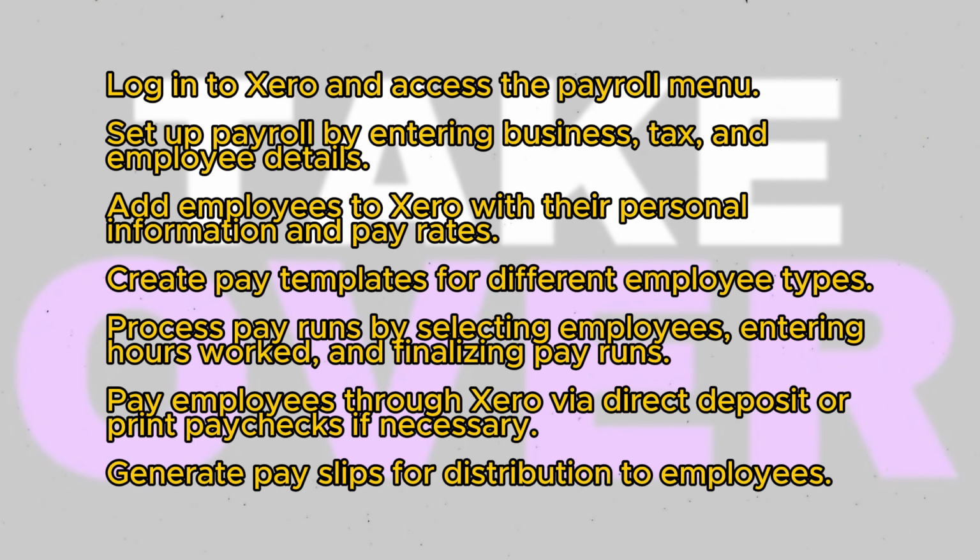Review the pay run summary for accuracy, then click Finalize to complete the pay run. After finalizing the pay run, you can pay your employees through Xero using direct deposit. Alternatively, you can print paychecks if needed. Xero will generate a pay slip for each employee, which you can email or print for distribution.